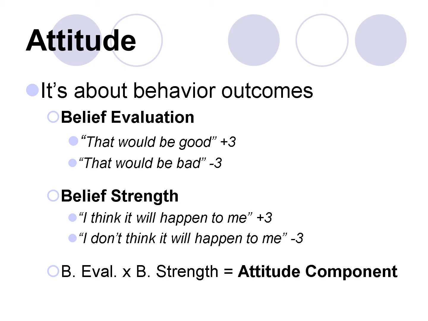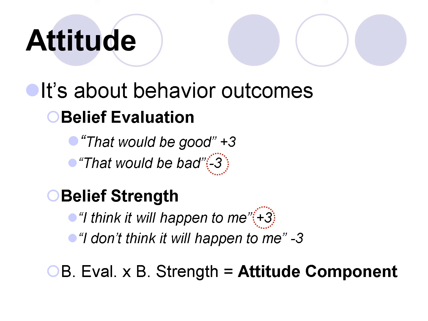Another attitude component could be things like impressing peers, right? Or maybe people just feel like it makes them more mature. That could be an attitude component: feeling more mature, impressing peers, health outcomes. Those could all be individual attitude components, and you'd calculate them by multiplying belief evaluation by belief strength.